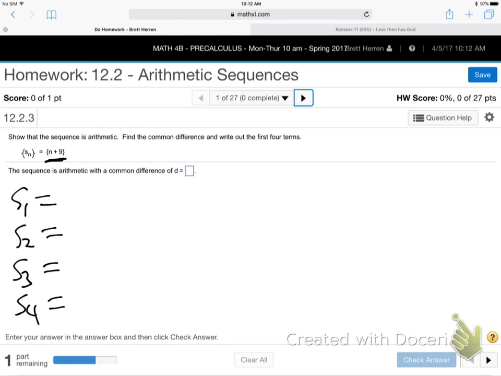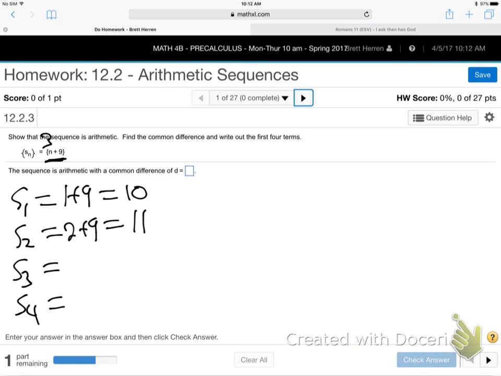Remember how these always work, right? You plug in 1, plug in 2, plug in 3, plug in 4. Let's just see what we get. So if we take the formula n plus 9 and we put in a 1, we're going to get 1 plus 9, or 10. Good so far? Now let's go back. Let's plug in 2. 2 plus 9, which is 11.